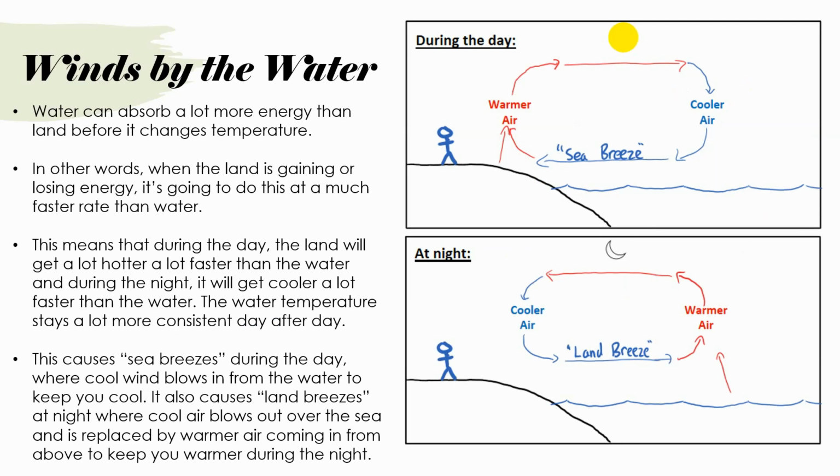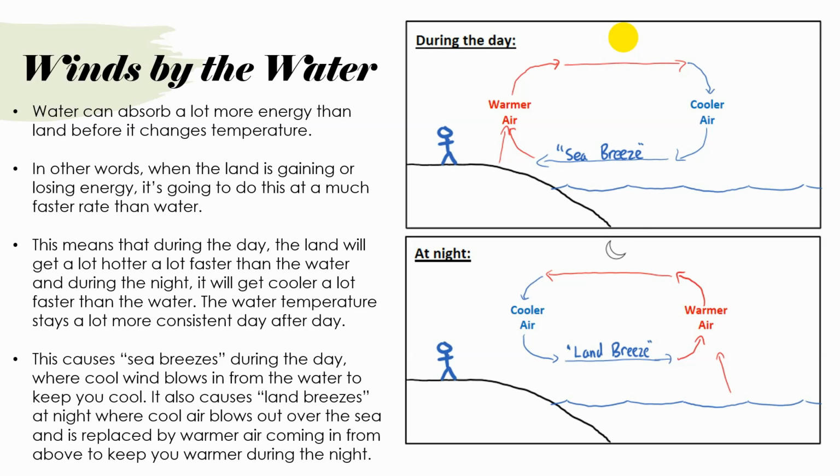This is just more bonus material than anything, but this is about winds by the water. So we mentioned a few weeks ago that water can absorb more energy than land before it changes temperature. So if you think about boiling a pot of water, if you were to put an empty pot on a stove, that metal would get hot very, very quickly. So metal doesn't take a lot of energy to change its temperature, but water would always take a lot longer to boil than that piece of metal.